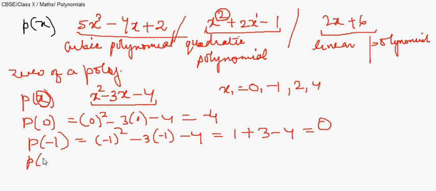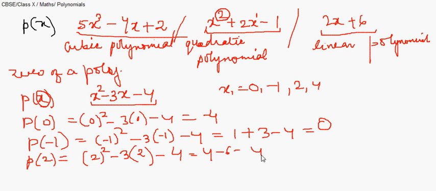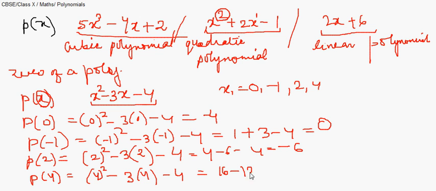If I try with 2, it is 2 squared minus 3 into 2 minus 4, that is 4 minus 6 minus 4, which gives me minus 6. If I try with x being 4, it is 4 squared minus 3 into 4 minus 4, so it is 16 minus 12 minus 4, so it is 16 minus 16, that is 0.